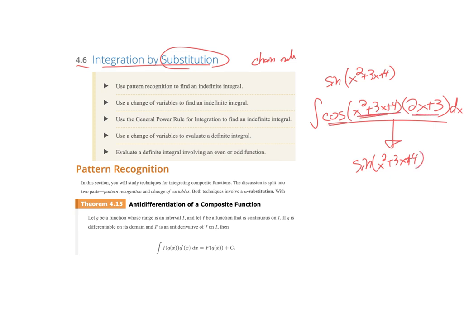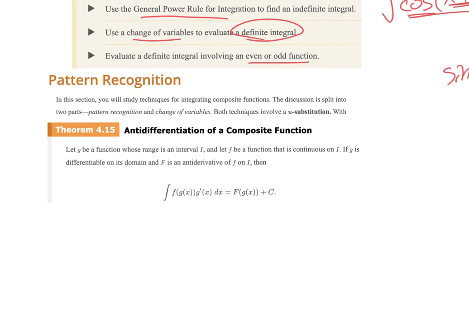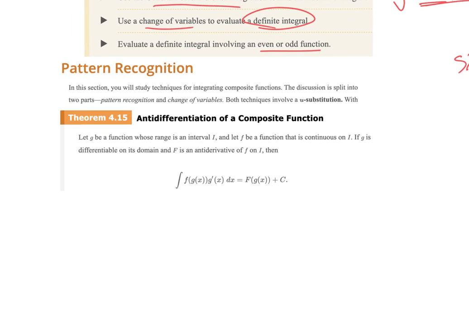So we're going to do pattern recognition first, and then we're going to do a change of variables to find an indefinite integral. These are just the general antiderivatives. Then we're going to use the general power rule for integration. Then we're going to do change of variables where we'll look at a definite integral. And for this last one, if it's an even or an odd function, sometimes there are some shortcuts we can use there.